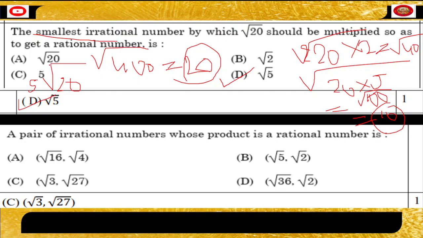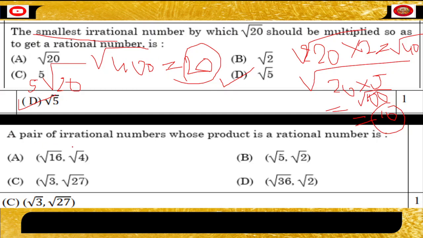Here also we get a rational number, but it is the biggest number. If the question asked for the greatest irrational number by which root 20 should be multiplied to get a rational number, then the answer would be A, root 20. Here it is asked for the smallest irrational number, so option D is the right answer.